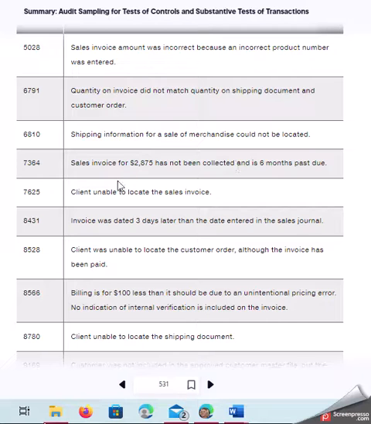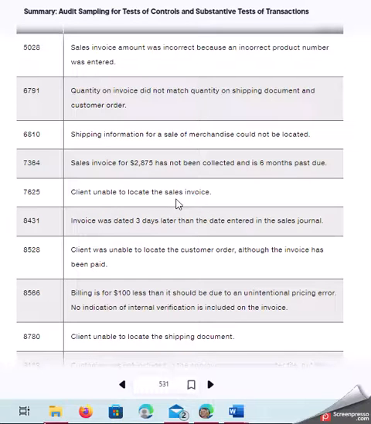Okay, then there's a sales invoice for $2,875 that has not been collected and is 6 months past due. That is not an exception. No one did anything wrong there. You can't predict when customers aren't going to pay you. That's why we have the allowance for uncollectible accounts. So this one is not an exception.